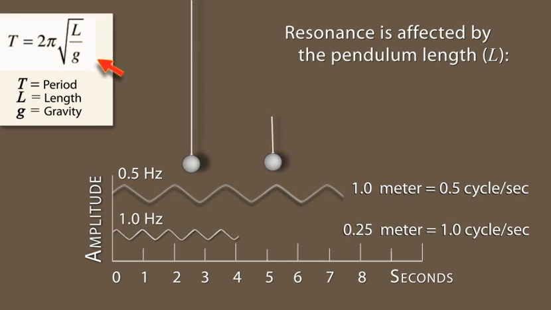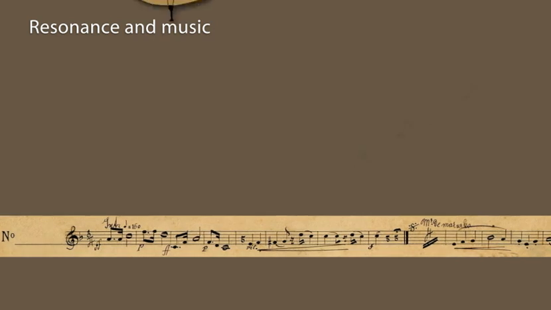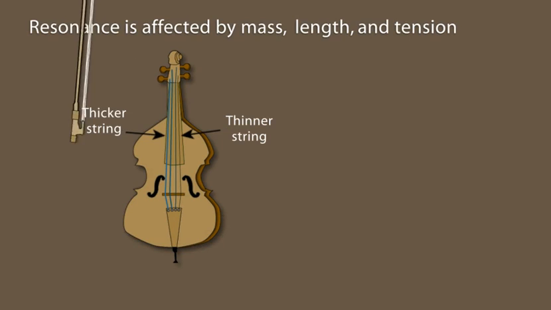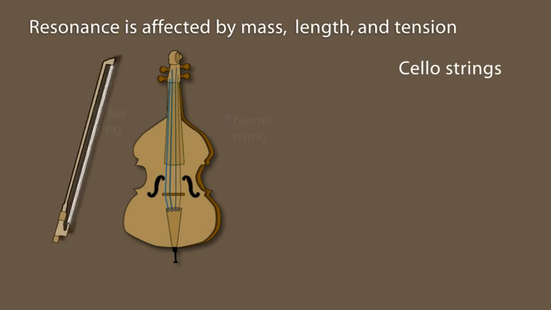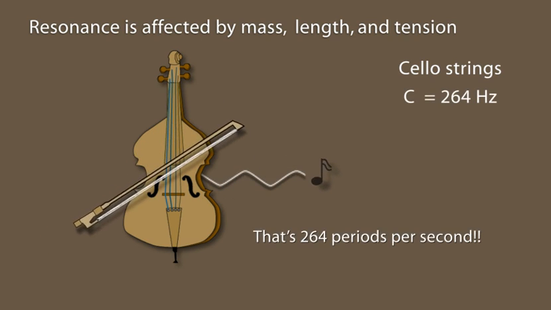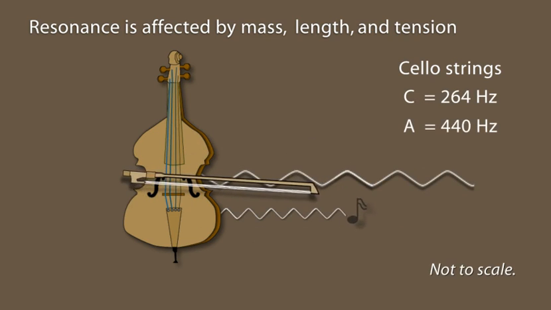Small amplitudes can be approximated by this equation using length and the gravity constant. Resonant systems can be used to generate vibrations of a specific frequency to create music. Strings under tension, such as with this cello, have resonant frequencies directly related to the material of the string as well as the mass, length, and tension of the string. The massive low C string resonates at 264 Hz, whereas the thinner A string of a different material resonates at 440 Hz.